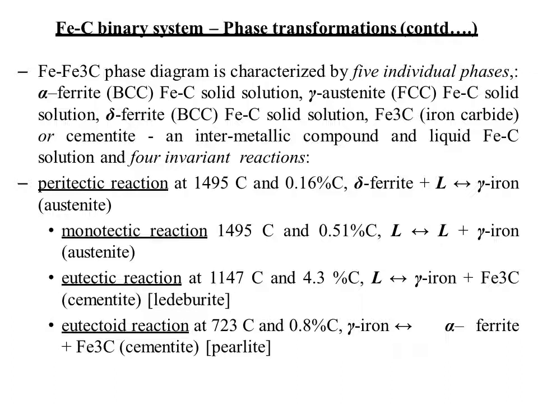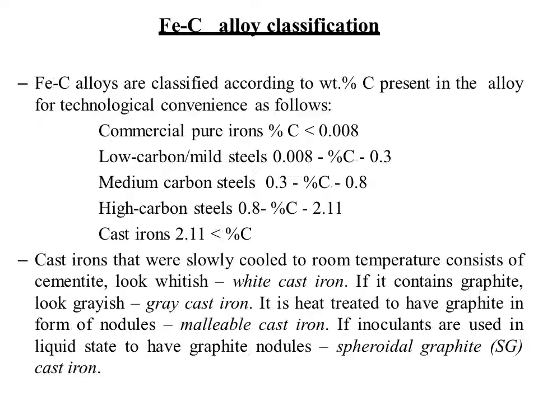So the properties of cementite will be entirely different from the properties of austenite or pearlite. So depending on the temperature and depending on the carbon composition, you will obtain different materials for different applications. That is the application of phase diagrams.